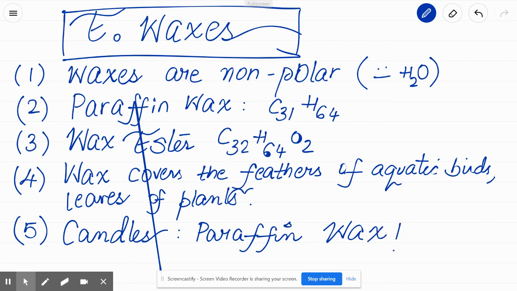So that was all about the different types of lipids that are found. We took a look at all of them, and I hope it made some sense to you.